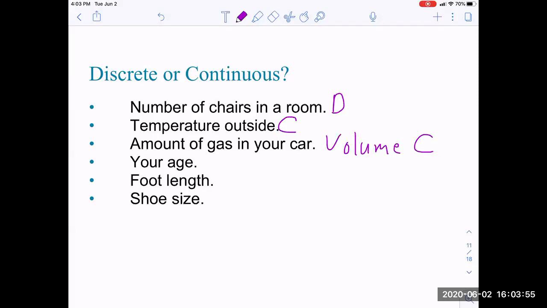Your age, well, you generally give your age as a number, 1, 2, 3, 4. So this is discrete. Foot length, continuous, think of measuring a foot, looks like that. Shoe size, well, you go like 5, 5.5, 6, 6.5. There's gaps, so it's discrete.